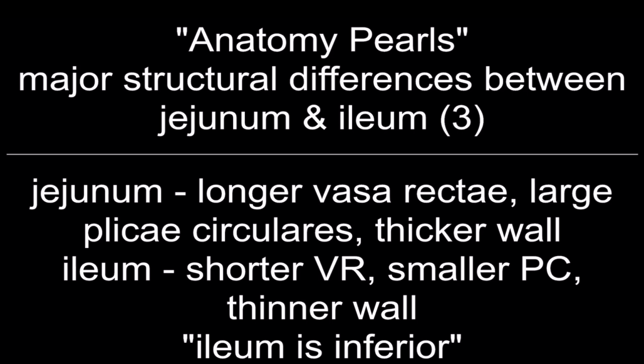Jejunum: longer vasa recta, large plicae circularis, thicker wall. The ileum has shorter vasa recta, smaller plicae circularis, and a thinner wall. Ileum is inferior.